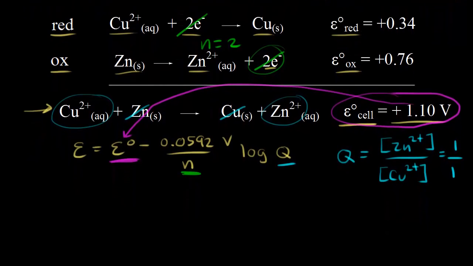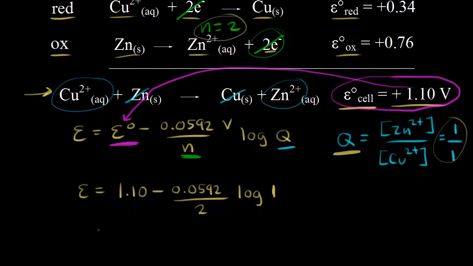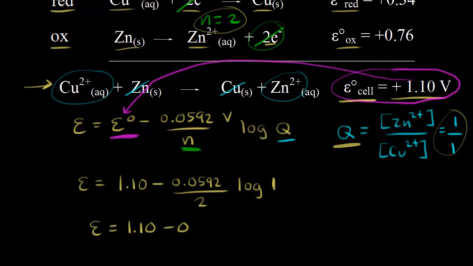So let's go ahead and plug in everything. We have the cell potential E is equal to the standard cell potential, 1.10 volts, minus 0.0592 over n, where n is the number of moles of electrons, which is equal to 2, times the log of the reaction quotient. Well, our reaction quotient for this example is equal to 1. Log of 1 is equal to 0. So we have the cell potential is equal to 1.10 minus 0. So the cell potential is equal to 1.10 volts.